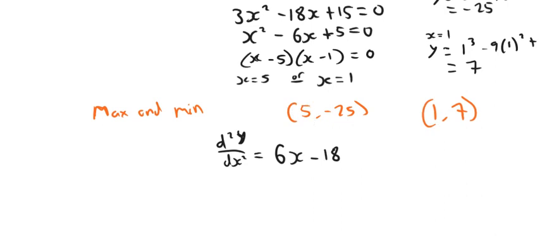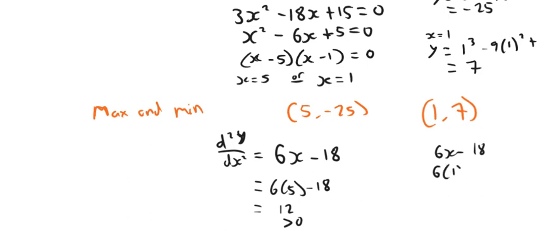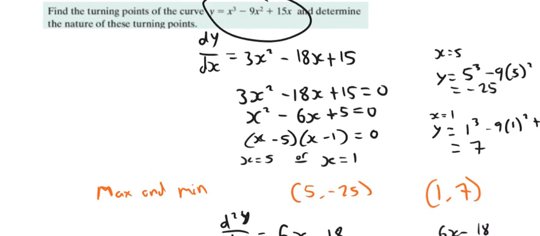First one, 6 times 5 minus 18 would give me 30, take away 18, so that would be 12, so that's greater than 0. So 12 is greater than 0. And then if I put in a 1, so 6x minus 18, I just put in a 1, I get 6 times 1, take away 18, so I get minus 12, so that is less than 0 then.